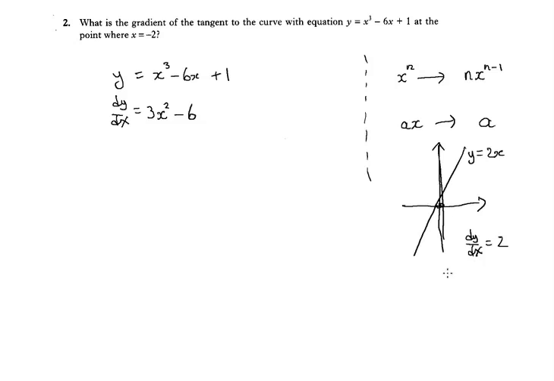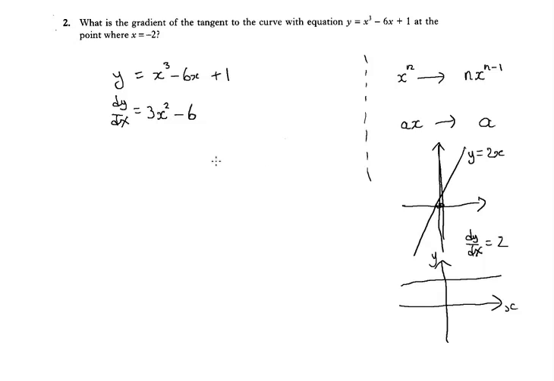And in the plus 1, if you imagine a graph y equals 1, it's horizontal, parallel to the x-axis. It has a gradient of 0. So differentiating 1 will produce 0 as its gradient. So that, in effect, that term disappears. So there's our formula for the gradient. dy by dx equals 3x squared minus 6.